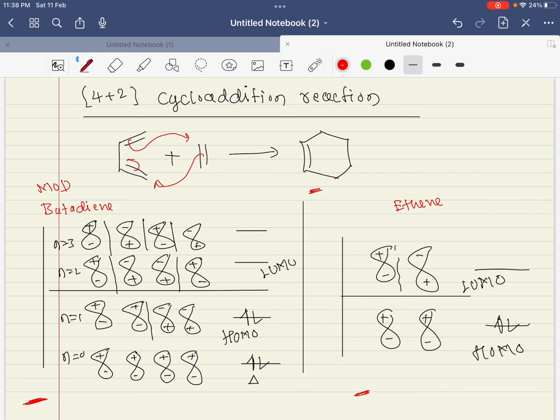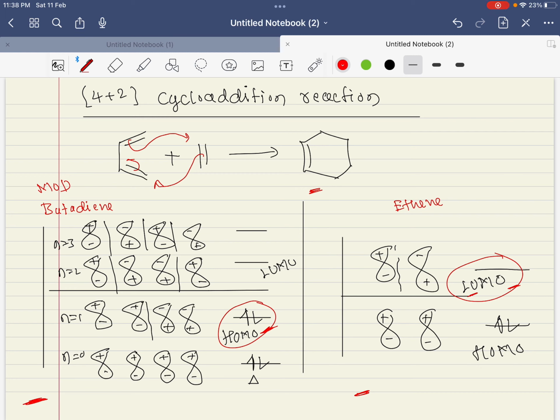One more important thing here is that when the reaction is happening, the HOMO of one molecule and the LUMO of another molecule will be involved. HOMO means the highest occupied molecular orbital. This will be in a ready position to give electrons. LUMO means the lowest unoccupied molecular orbital.